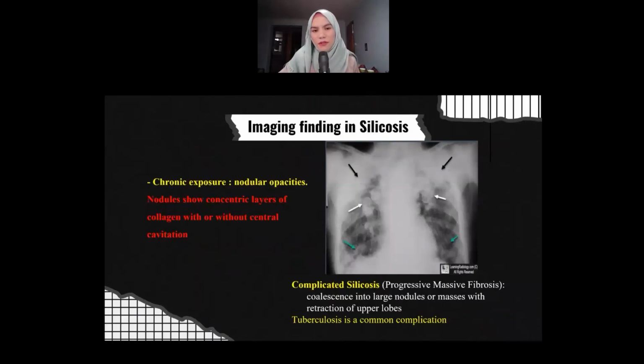Chronic exposure will show nodular opacity. Nodules will show concentric layers of collagen with or without central cavitation. This is complicated silicosis or progressive massive fibrosis. It's a coalescence into large nodules or masses with retraction of the upper lobe. Tuberculosis is the most common complication, but lung cancer and fungal infection are comorbidities and consequences too.